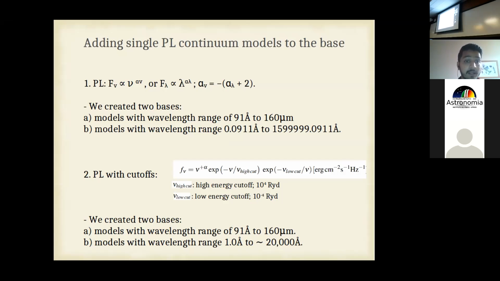And there is another power law which includes a cutoff. What actually happens is, if we just take a single power law in reality and extend it over the whole wavelength range, it starts to give erroneous, or actually really non-physical, results. But we wanted to test different possibilities, and hence we included both of them separately. We created bases and performed the test for different wavelength ranges.